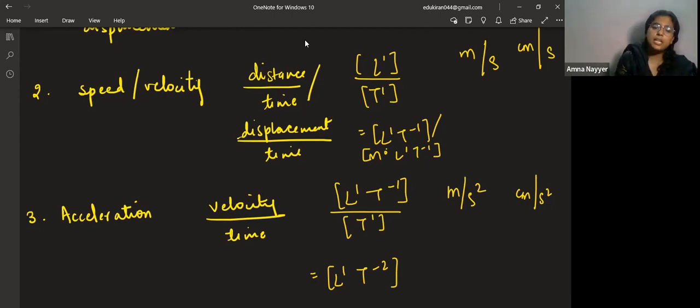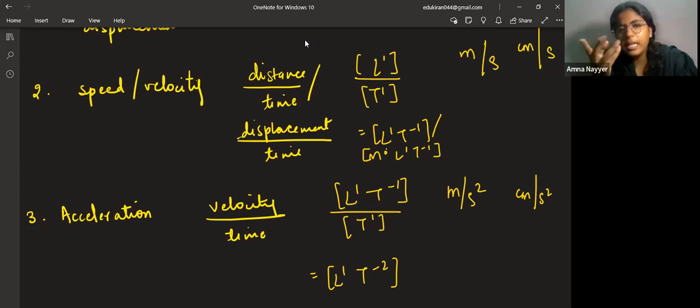Now acceleration. Acceleration is velocity by time. You shouldn't worry right now about how velocity by time or distance by time is written. This is not your concern when you are discussing the first lesson. You will have separate entire lessons on these formulas, so you will automatically remember all the formulas by the end of the session.